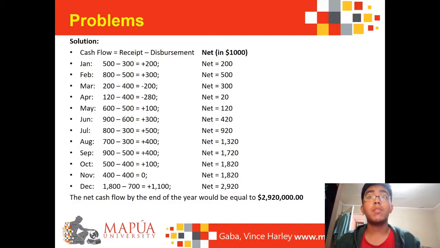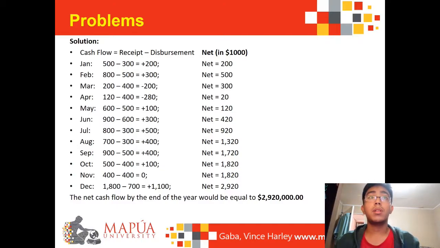For August, it will be 700 minus 300, which will be equivalent to a positive 400 monthly cash flow, which will be equivalent to a net cash flow of 1,320. For September, it will be 900 minus 500, which will be equivalent to positive 400 cash flow, which will be equivalent to a net cash flow of 1,720. For October, it will be 500 minus 400, which will be equivalent to a positive 100 cash flow, which will be equivalent to a net cash flow of 1,820.